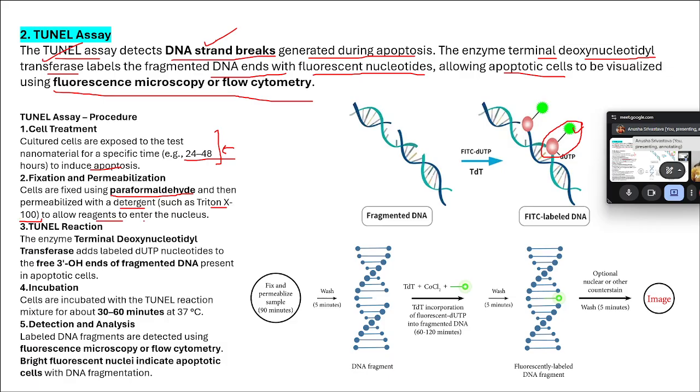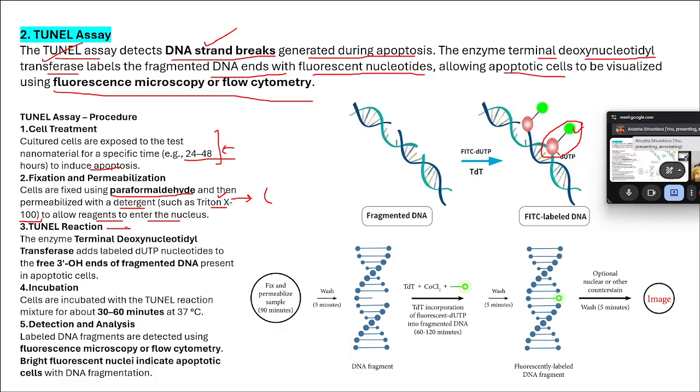So, in order to allow reagents to enter the nucleus, Triton X-100 is used at a very low concentration, which makes the membrane partially permeable. That is why this Triton X-100 is added, to allow reagents to enter the nucleus.